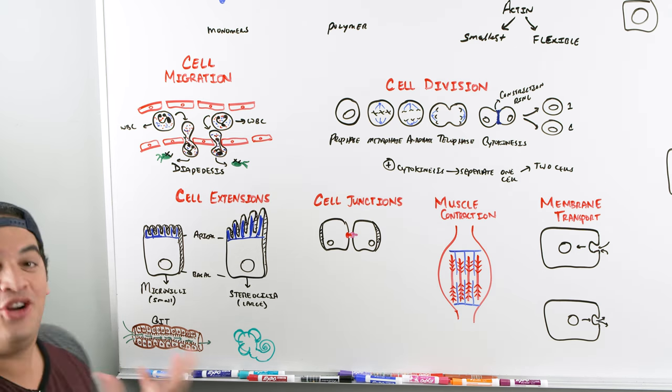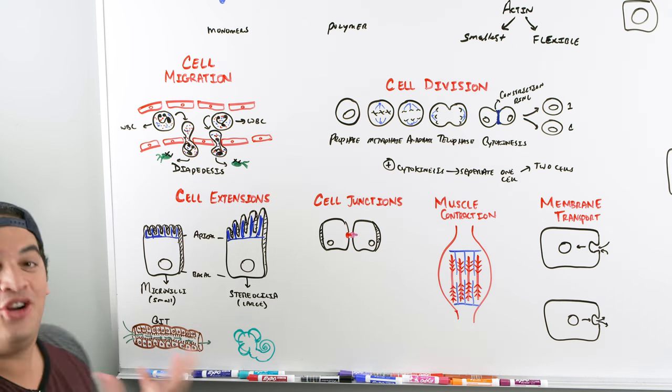Now, we have to take a second though, because this is sometimes questioned in your actual exams. When you look at the structure, you're like, wait a second, microtubules, I can get how they can be involved in axonal transport. But how are they involved in making flagella and cilia? They're like cellular extensions, if you will. Yeah, let's talk about that.